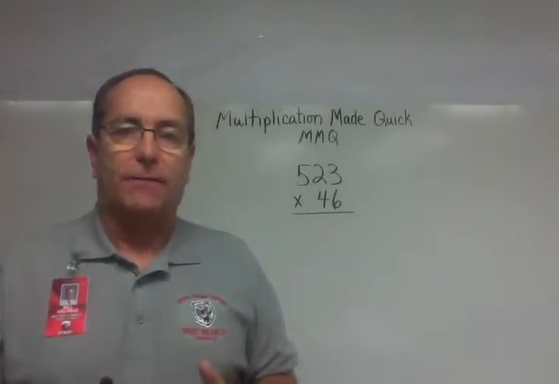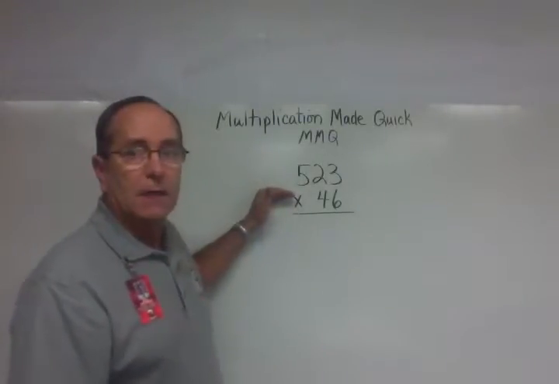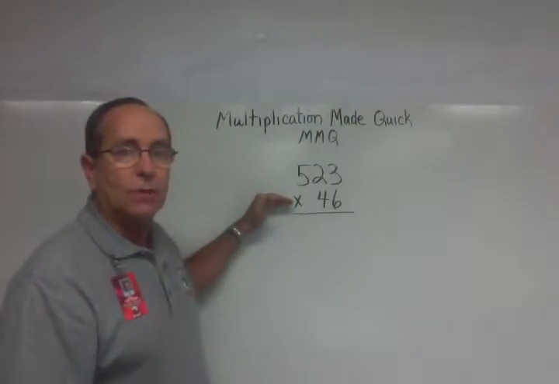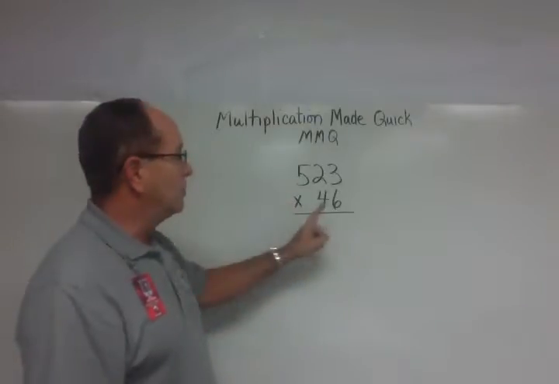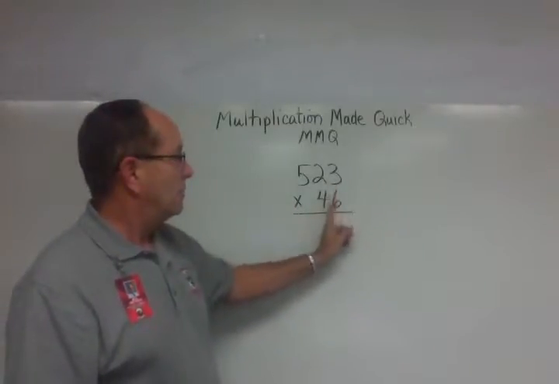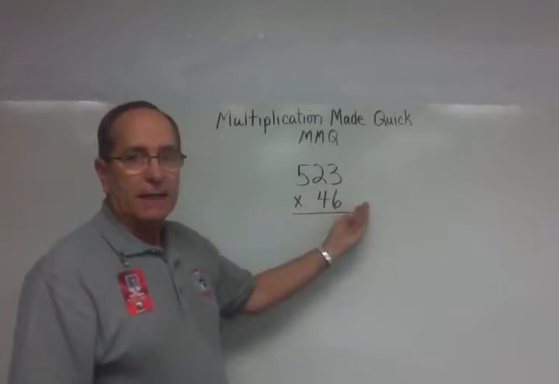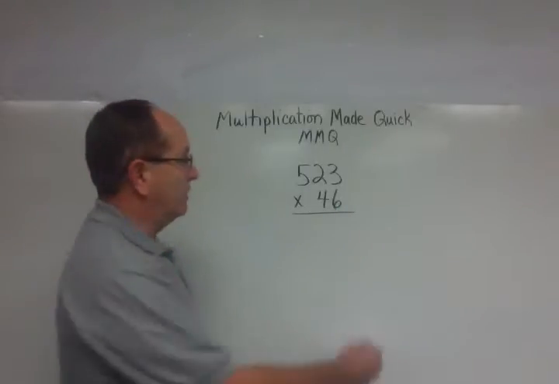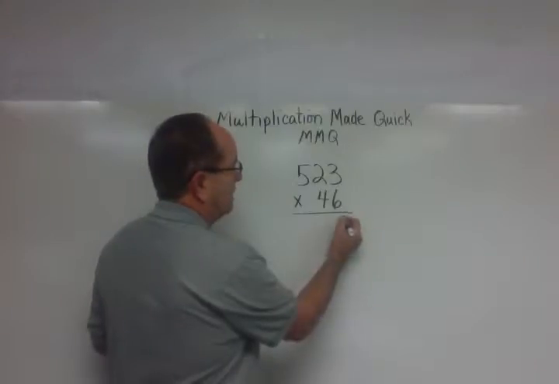So when I talk about the factors, I'm going to talk about the upper factor and the lower factor in this algorithm. The lower factor is the one you work with the most, because you're going to multiply each of its digits to the other digits of the top factor. And we always start over on the right side with the ones place factor. So in this case, we would multiply 6 times 3, and that would be 18.